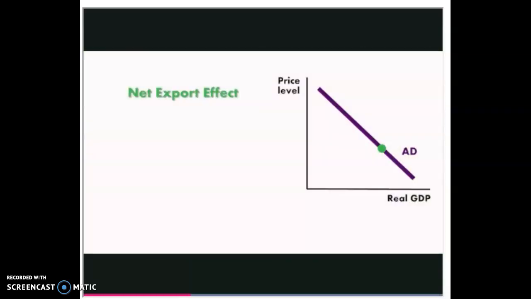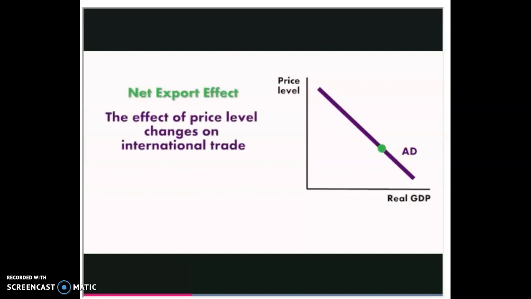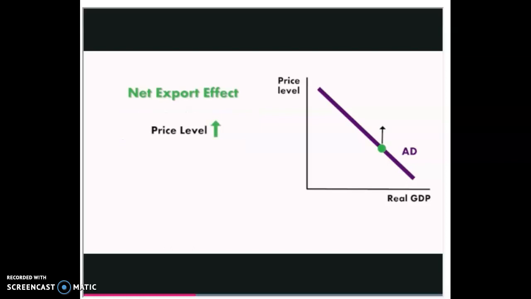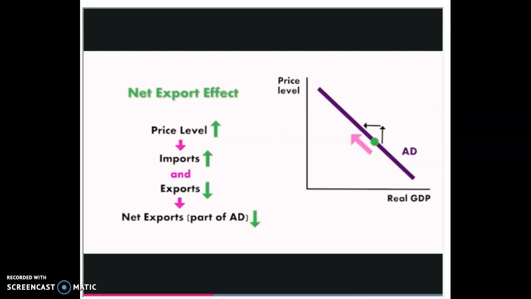The net export effect comes from the effect of price level changes on international trade. When the price level rises in the United States, imports from other countries become relatively inexpensive, so Americans import more goods and services. At the same time, U.S. goods and services become more expensive to the rest of the world, so U.S. exports decrease. The rising imports and falling exports cause a decrease in net exports and a movement along the aggregate demand curve.